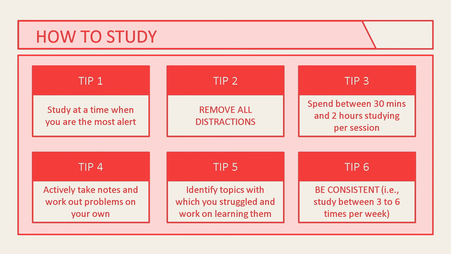Tip 5 says, identify topics with which you struggle and work on learning them. And tip 6 says, be consistent. You have to be consistent as you study. That is to say, you're going to have to study between 3 to 6 times per week to see any results.